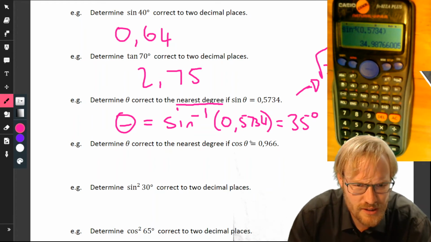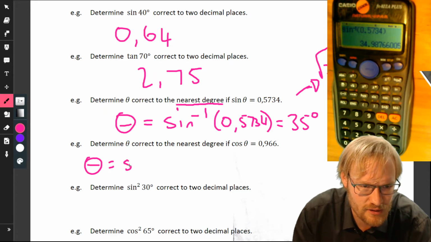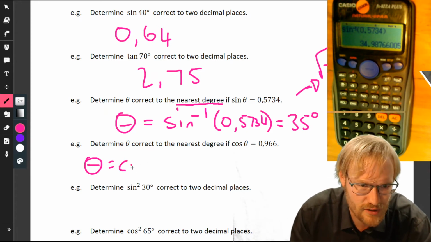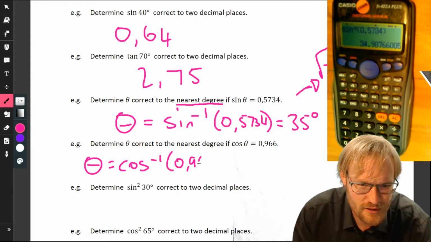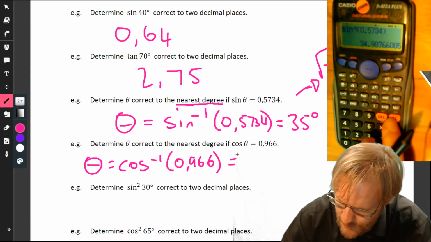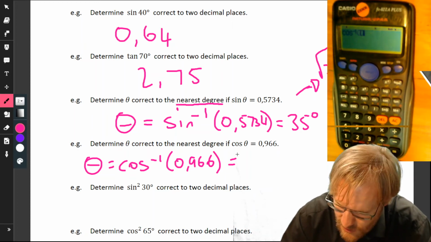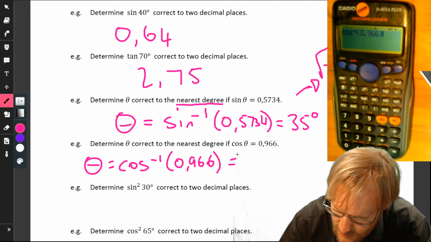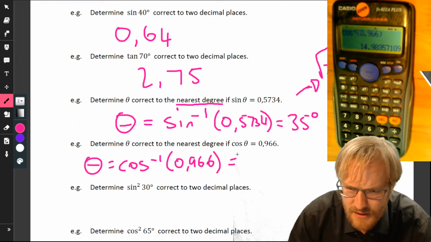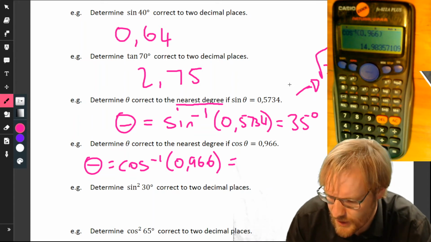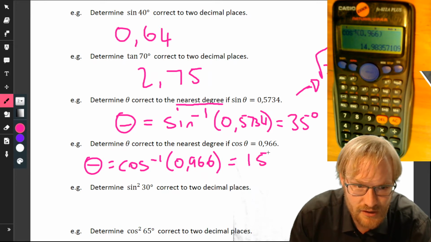Okay, then we could do the similar thing here. So if cos theta equals this, then theta equals the opposite of cos, which, as I said, informally I'm going to call shift cos 966. So we're just going to go, let's clear that, shift cos of 0,966, close our bracket, and hit enter, or equals at least, and we get 14,98 something. That's closest to 15 degrees.